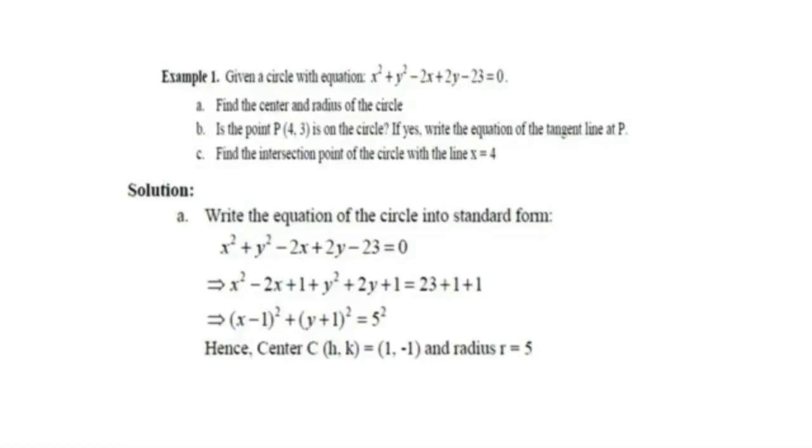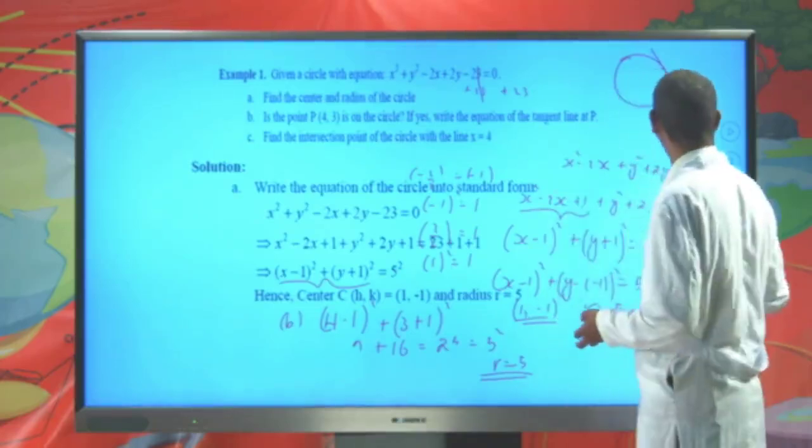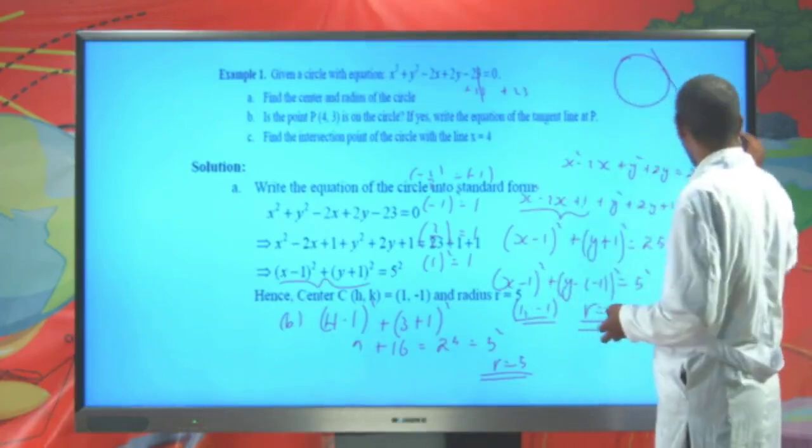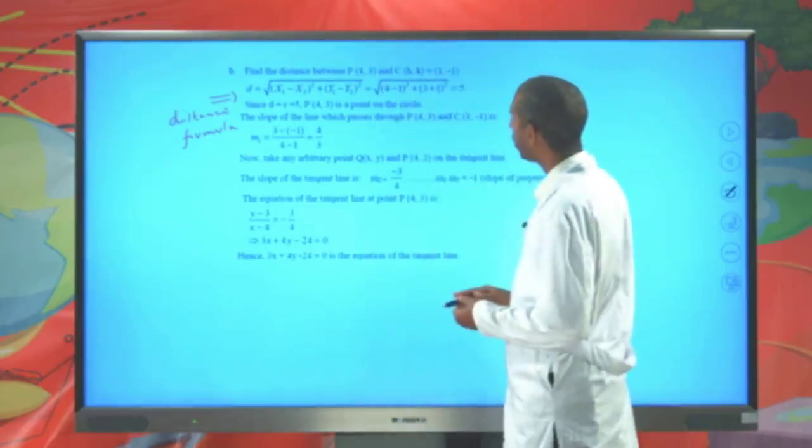This is one way of checking whether this point is on the circle or not. The other way is to use the distance formula. Let me show you how to solve using the distance formula. We know the distance formula: the square root of (x1 minus x) squared plus (y1 minus y) squared. We call it the distance formula. Using this method, we can easily find the answer.